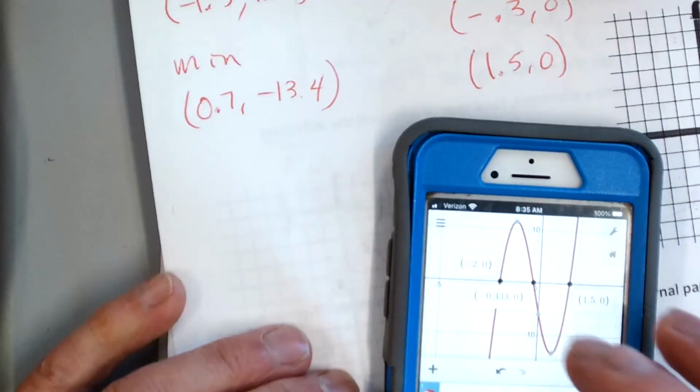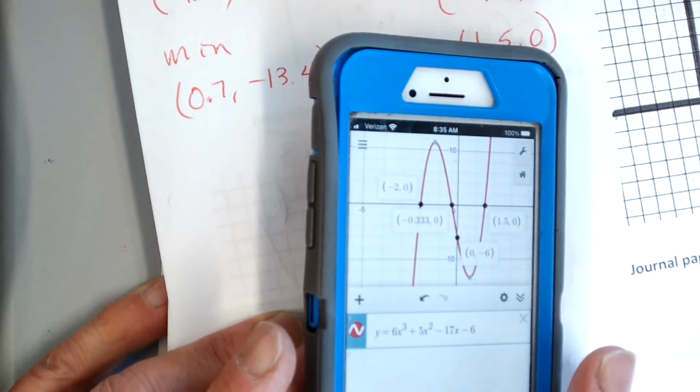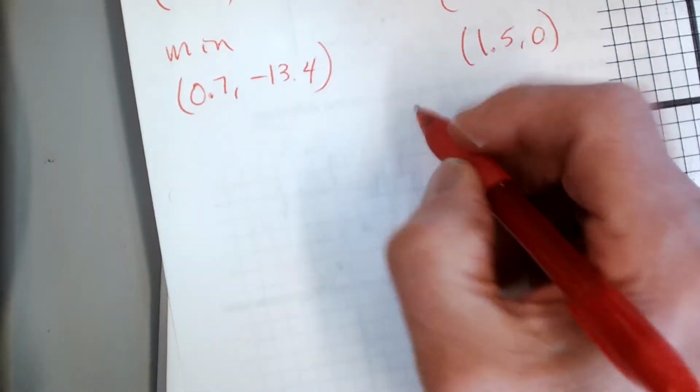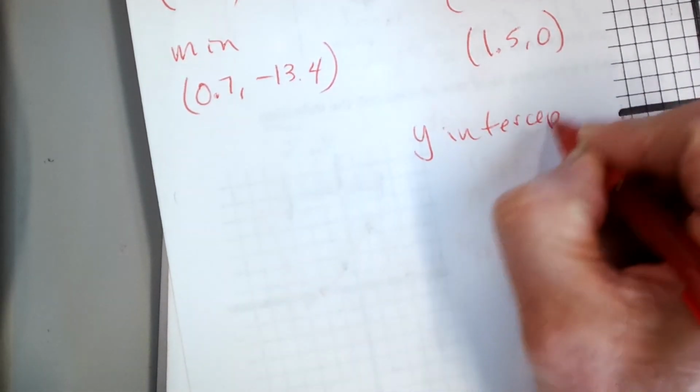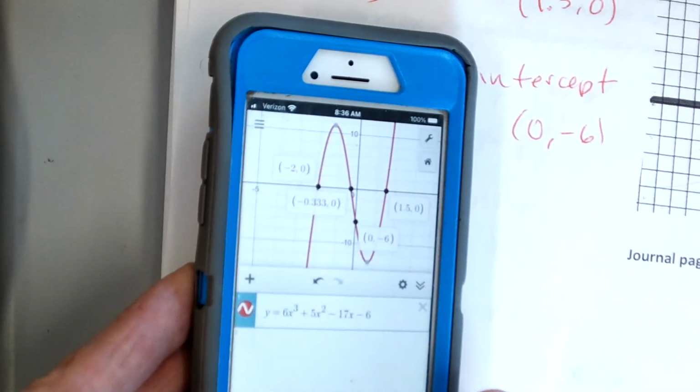Oh, and I got a y-intercept, my bad. The y-intercept is 0, negative 6, right? My y-intercept is at 0, negative 6. Okay, so I took everything from my phone, from Desmos, and now I'm going to graph it all, okay?